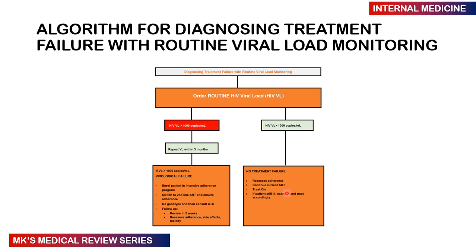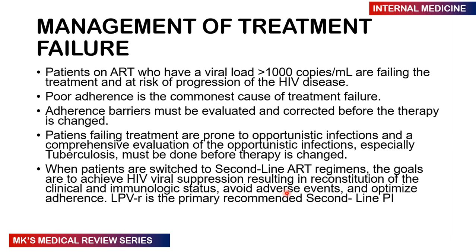Now, how do we manage? For patients that have a viral load greater than 1,000 copies and are failing treatment and are at risk of progression of HIV disease, poor adherence is usually the most common cause of treatment failure. So adherence barriers should be evaluated and corrected. Patients failing are prone to opportunistic infections, so there should be a comprehensive assessment to rule out opportunistic infections like TB.